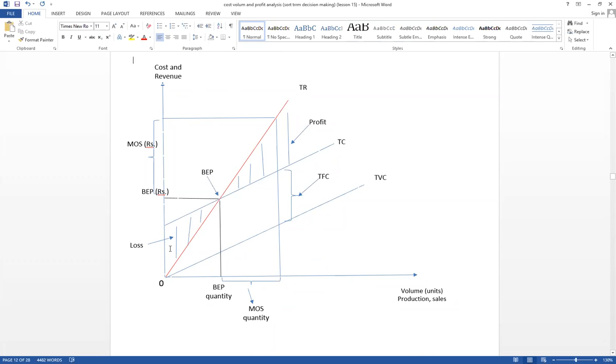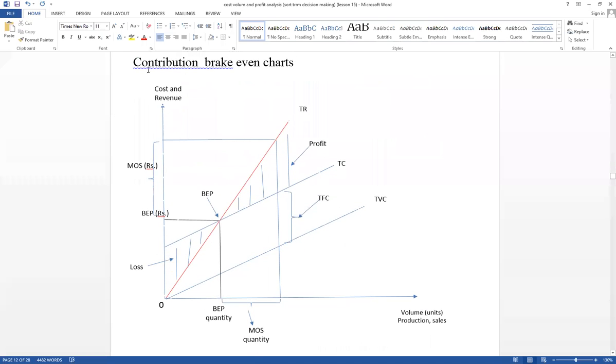Profit and loss and break-even point quantity, break-even point value. This is a break-even point. And beyond the BP, there is a profit. Below BP, there is a loss. At BP level, neither profit nor loss. Therefore, this is the contribution break-even point chart. Difference between total cost and total variable cost. This is the total fixed cost.